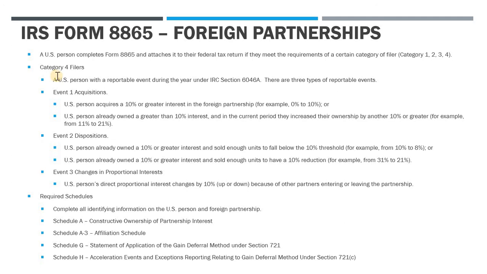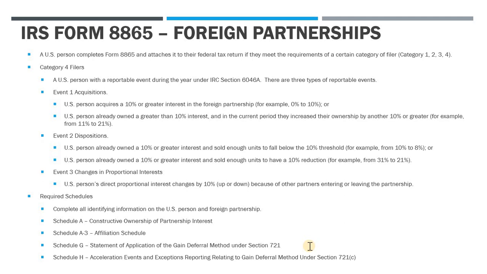Now, if you become a Category 4 filer, you need to complete all of these schedules here. And some of them won't apply necessarily, right? So we'll go through these examples as I cover them. But for example, Schedule G, statement of application of the gain deferral method under 721. If you look at the table in the 8865 instructions, it requires this schedule to be included for a Category 4 filer, but this might not apply to you if you didn't have a Section 721 transfer. 721 covers the transfer of property to a partnership that has a built-in gain.